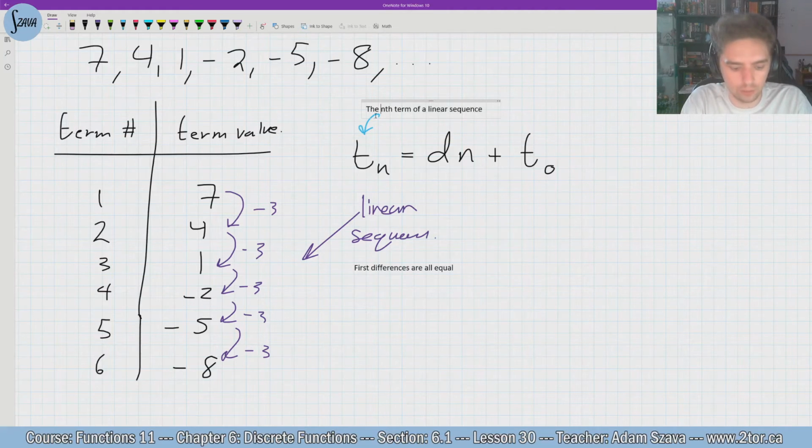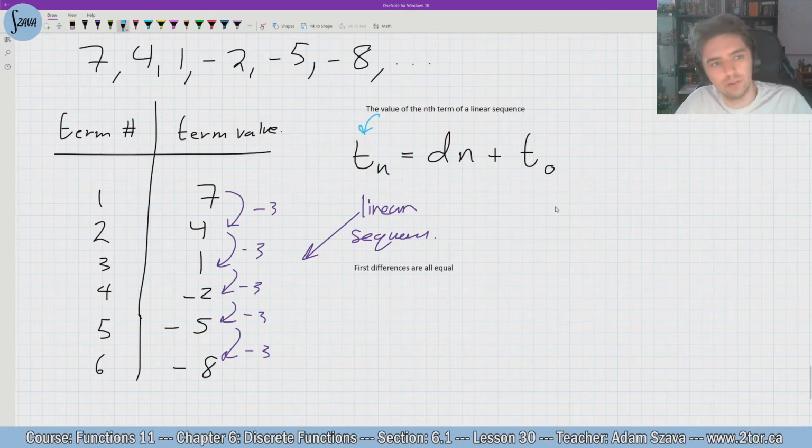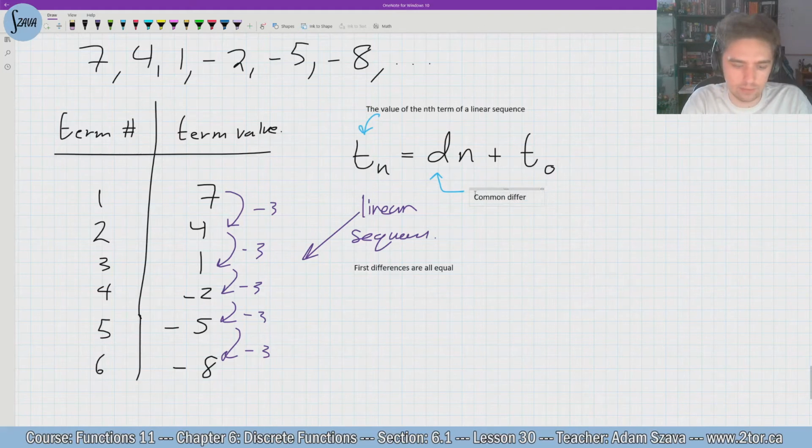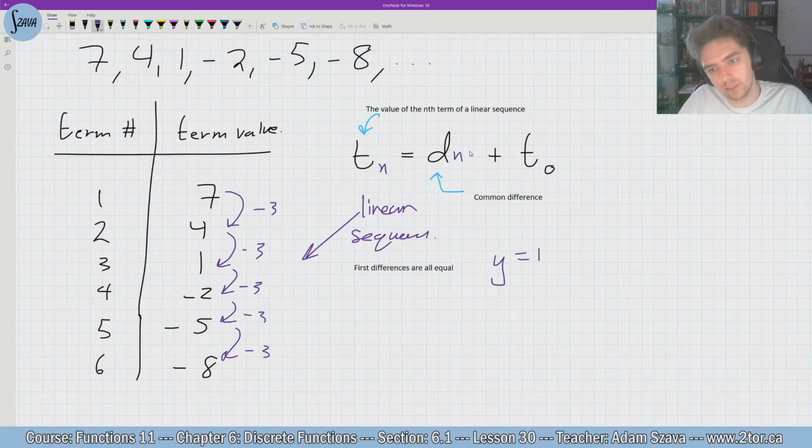or I should say the value of the nth term of a linear sequence, is equal to the common difference. Common difference is just this number, how much you're going down by in common to all the terms. Negative 3, negative 3, negative 3. That's how much you're going down. Times n. You can just leave n as n. Like when you're finding y equals mx plus b. In fact, this is exactly the same thing as y equals mx plus b, but just with different symbols.